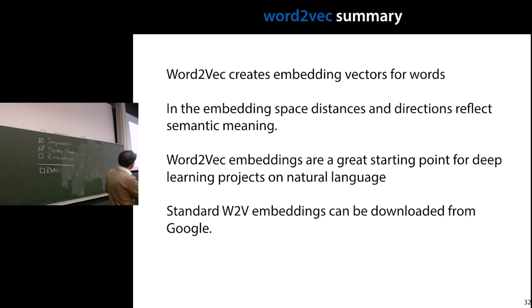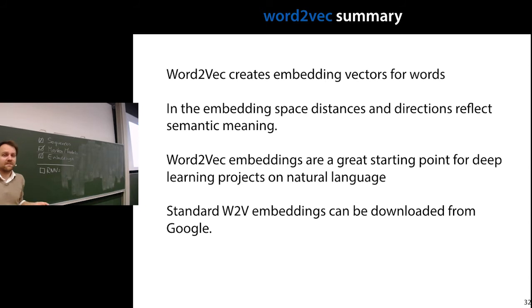So it creates embedding vectors for words. Distances and directions tend to reflect semantic meaning after training. And they're a great starting point for deep learning projects on natural language. And you don't have to train it yourself, because Google has already done it. They've trained a nice embedding model with 300-dimensional embedding vectors on their huge amounts of data using their huge amounts of computers, and you can download that. So you can download standard embeddings for your words and use those in your own applications. So that's very nice.